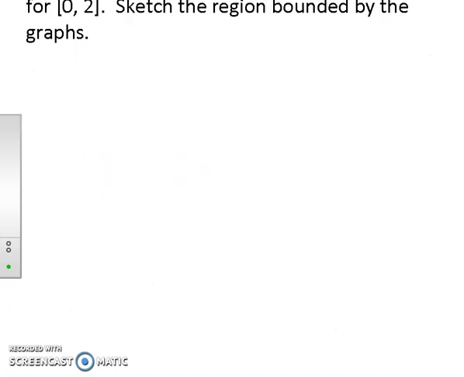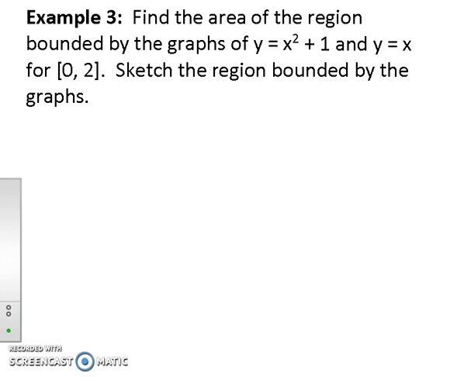All right, let's try another one here. Example 3. So no graph was given this time. It says to find the area of the region bounded by the graphs of y equals x squared plus 1 and y equals x for the interval from 0 to 2. Sketch the region bounded by the graphs. So what I know is that my integral is going to go from 0 to 2. The question is, which one gets subtracted from the other in terms of the two functions? So that's why I kind of need a picture here.